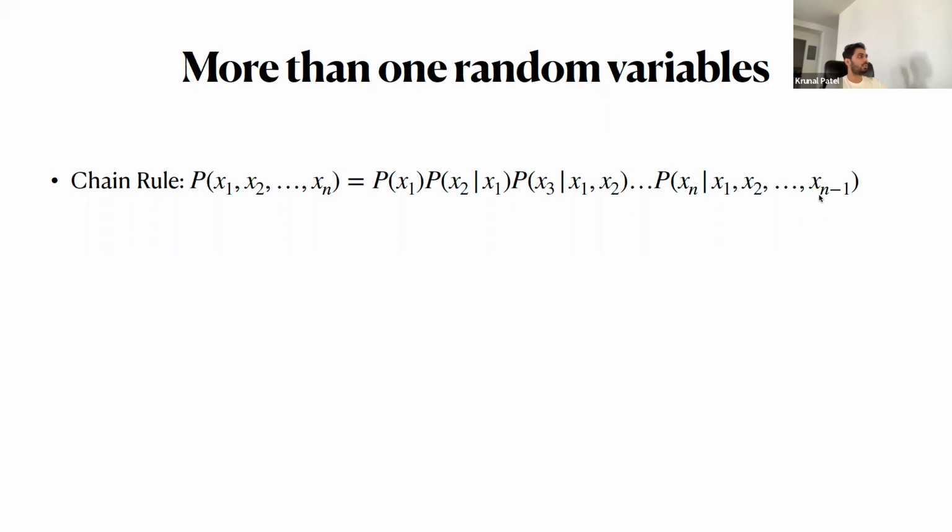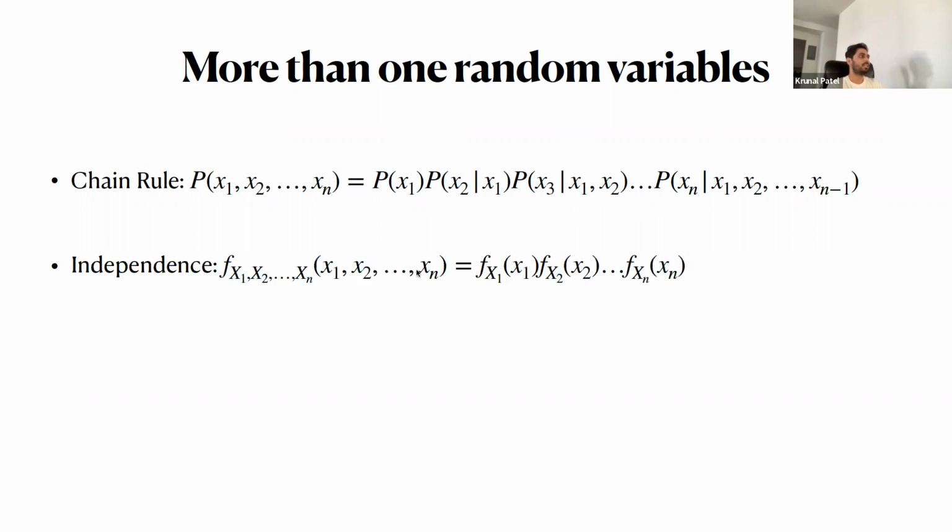And what happens if all those random variables x1 up to xn are independent? In that case, all these conditional probabilities will become the individual marginal distribution functions, because the probability of x2 given x1 is the same as the probability of x2, because x2 is not dependent on x1, and so on and so forth, right? So what we'll get is that the joint distribution function will be the multiplication of each marginal distribution function, right?